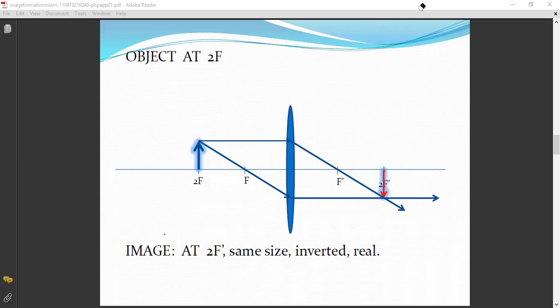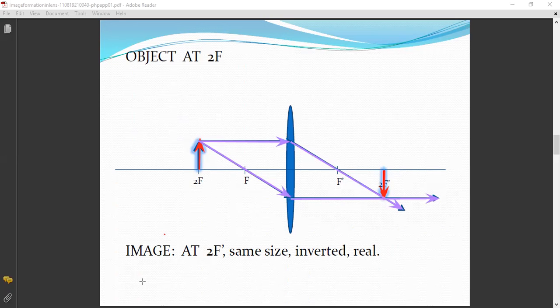Object is at 2f. So the main thing when the object is at 2f: here is your object and here is your image. The image will also form at 2f. Object size and image size both will be the same. And if we take rays of light from here, one parallel to the principal axis, it will pass through the focus. Another we take through the focus. It will become parallel to the principal axis.